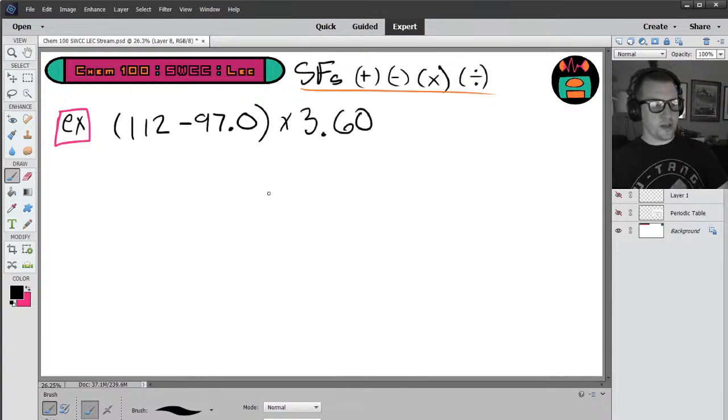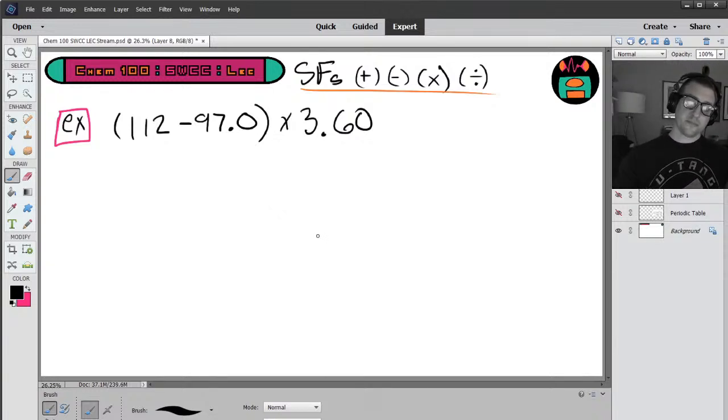Let's do 112. Rox, there's totally hope for you. If you're willing to practice, there is absolutely hope. Let's do 112 minus 97 times 3.6.